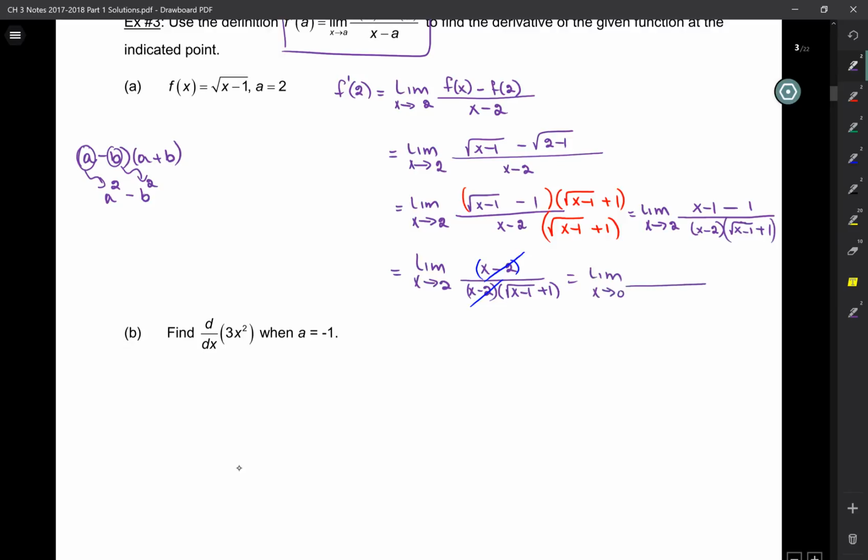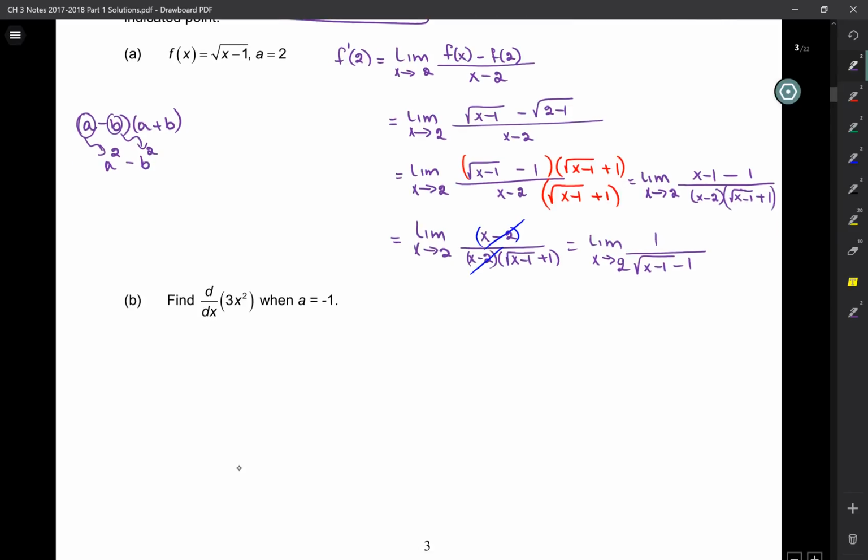What do we have in the numerator? 1 over... Is this x for just 2? It should be 0 or 2. It's a habit. So now this is going to be 1 over the square root of 2 minus 1 plus 1. So it's 1/2.